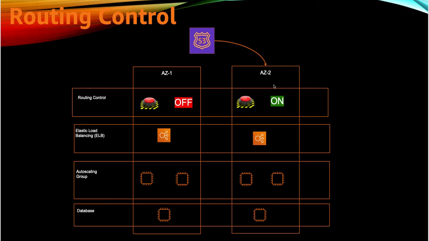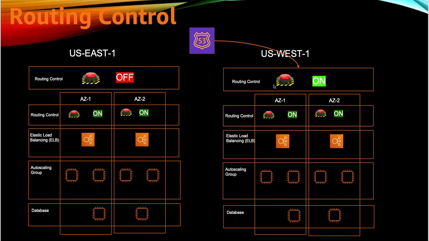You can also do the nested one, like you have routing control turned off in one region, and under that you have availability zones. So you can control traffic, whether you have routing control at the region level, and then you can have routing control at the AZ level as well, to control whether the traffic should go to that particular AZ or not.